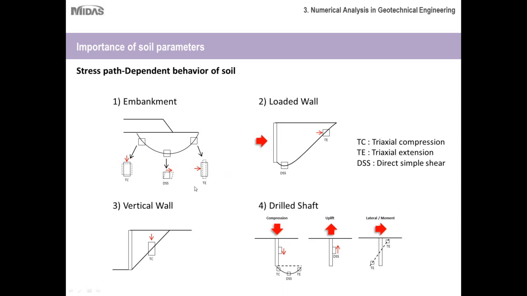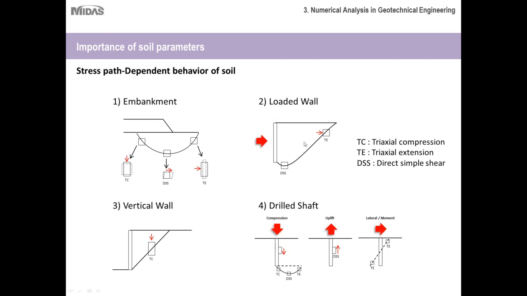For the shear strain, you'd need a direct simple shear test. And for the lateral loading, you'd need a triaxial extension test. So each of these tests is different, and they get 3 different nonlinear results. And all 3 tests would be needed for this one project because the stress is being applied in each of those ways.